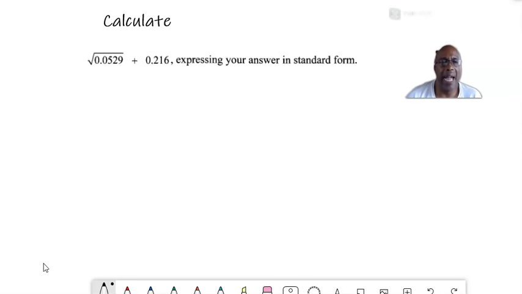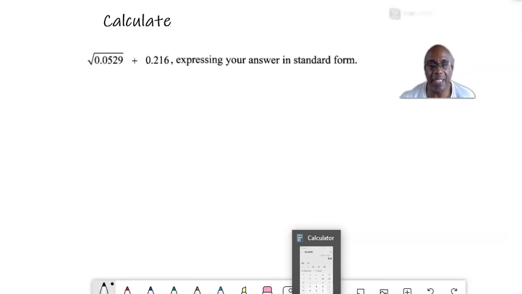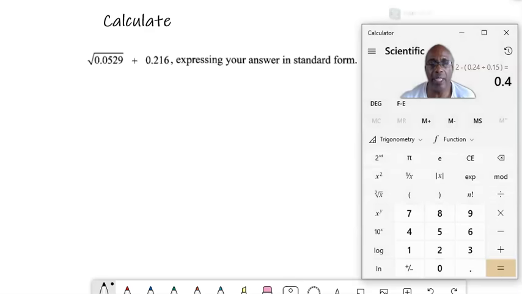Example 2, this is the square root of 0.0529 plus 0.216. And you have to express your answer in standard form. So remember, standard form is a way of approximating a decimal. We looked at it last video. So let's go to our calculator to get the answer.